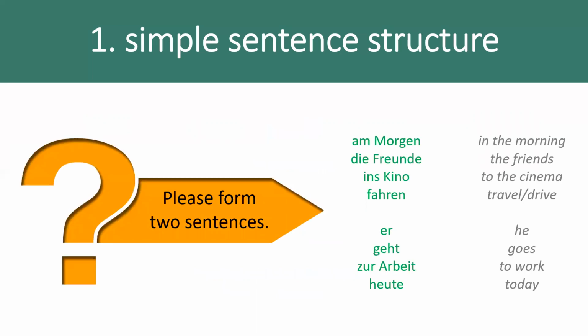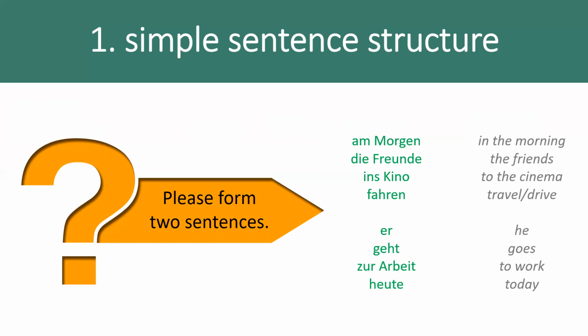Now, Entschuldigung, I've got a couple of sentences prepared for you. So here we've got two sentences and with only a couple of parts, very simple sentences, but it's great to start simple to make sure you have the verb in the right place. So you've got the first sentence with am Morgen die Freunde ins Kino fahren. And you got geht zur Arbeit heute.